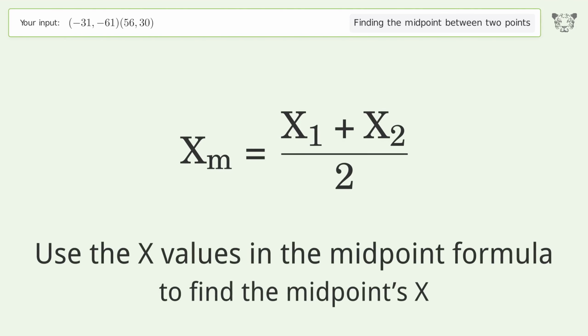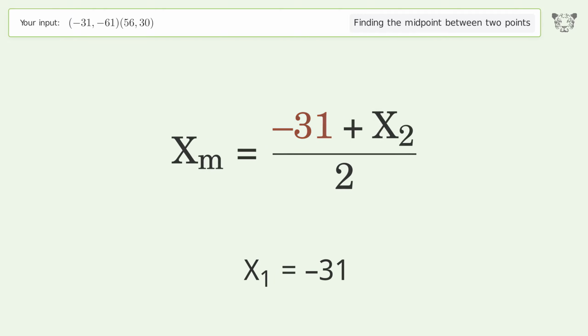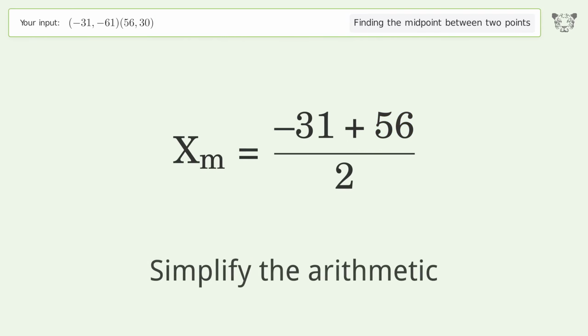Use the x values in the midpoint formula to find the midpoint's x. x1 equals negative 31. x2 equals 56. Simplify the arithmetic.